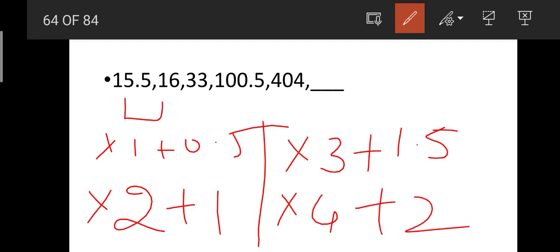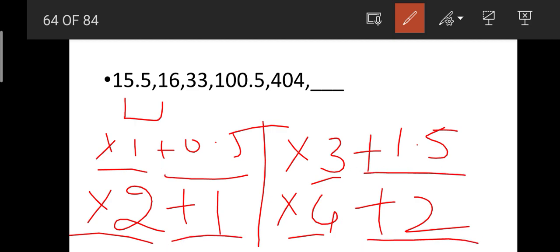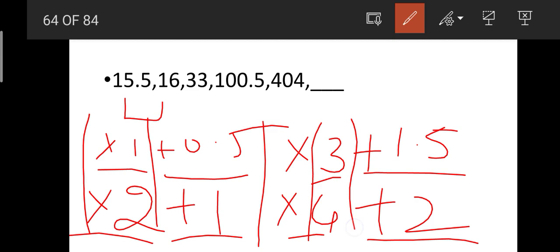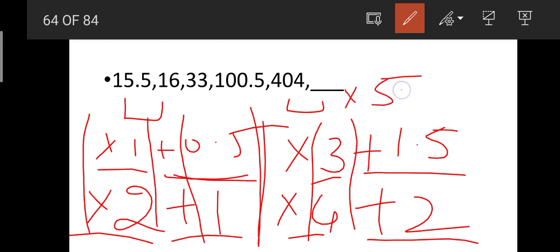See here, the logic is very simple. They are multiplying with natural numbers 1, 2, 3, 4 and they are adding the number by also increasing the number by 0.5. Once again observe here, they are multiplying the numbers with increasing series, and they are also adding the numbers with increasing series of 0.5. In order to get our answer, we should multiply 404 with 5, and then also we should add 2.5. Isn't that? You got the answer, I think.